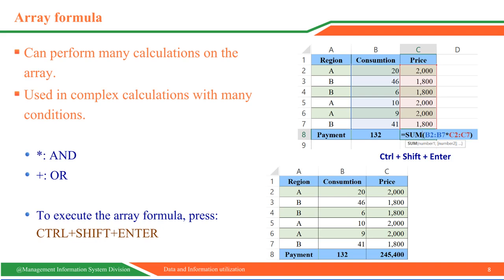Example: calculating the total amount, you can use SUM(B2:B7*C2:C7). Using IF in an array formula allows checking a condition across an entire range and returning corresponding results. Using AND and OR in an array formula can be replaced by the multiplication, asterisk, and addition, plus, operators, respectively.